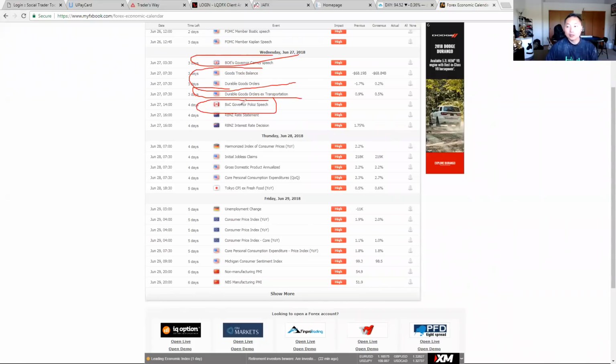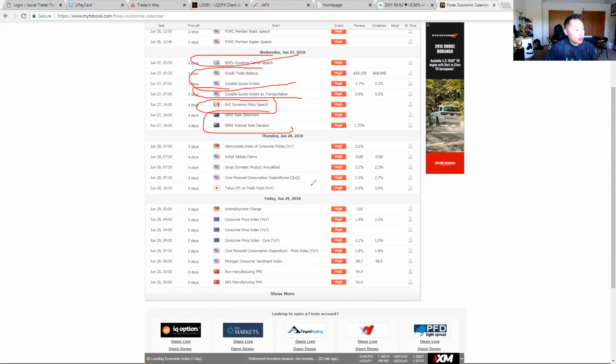exactly when Sydney opens. Exactly when Sydney opens, the Reserve Bank of New Zealand is going to do their interest rate statement, the rate statement, and interest rate decision. So that's huge.